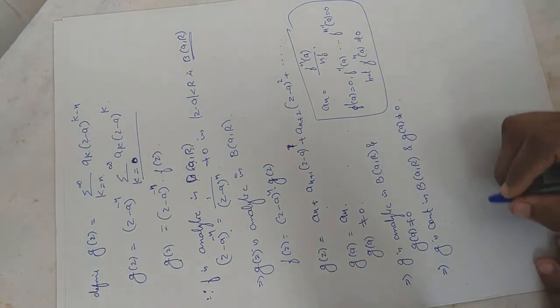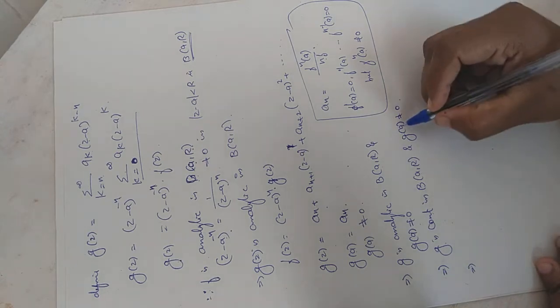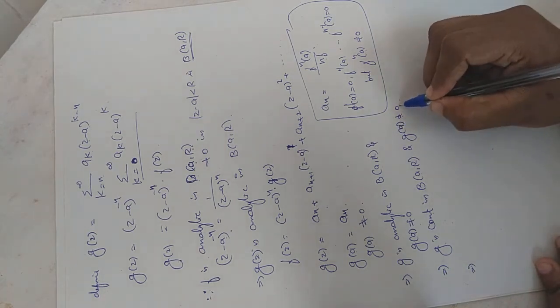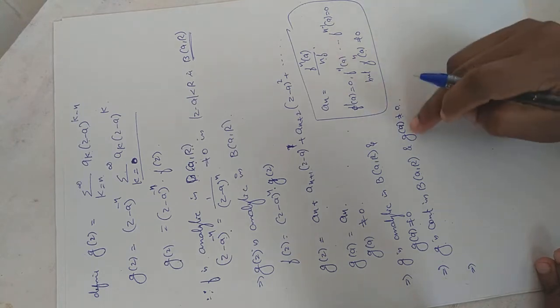And g(a) is not equal to 0. So if there is a continuous function and at one point it is non-zero, there will exist a neighborhood in which that function will be non-zero.